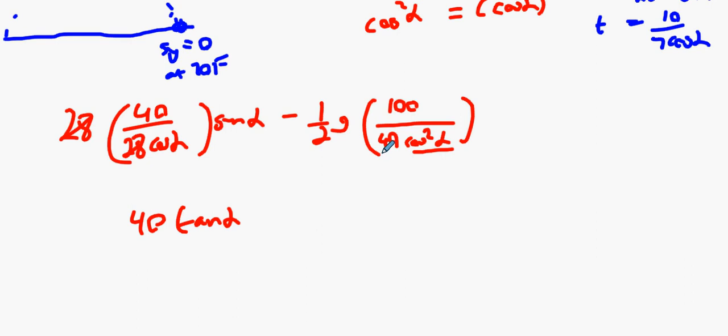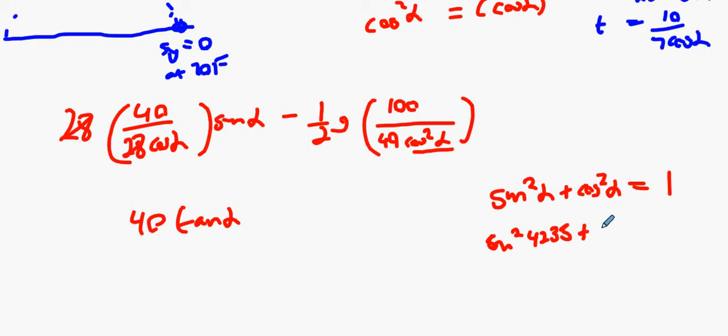Now, here's a rule you're going to need to know off by heart, alright? So I'm going to introduce 2 trigonometric rules. They're in your tables, but you're going to use them a lot. The first rule is this: sine squared alpha plus cos squared alpha equals 1. No matter what angle you pick, if you were to pick sine squared 4235 plus cos squared 4235, guess what the answer is? It's 1. Alright? No matter what.